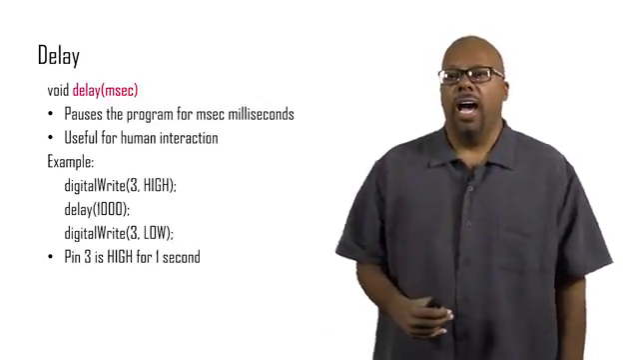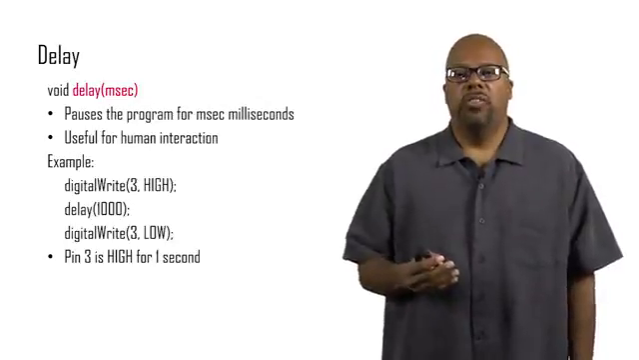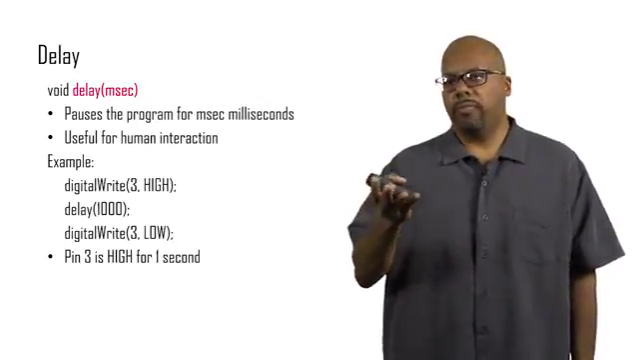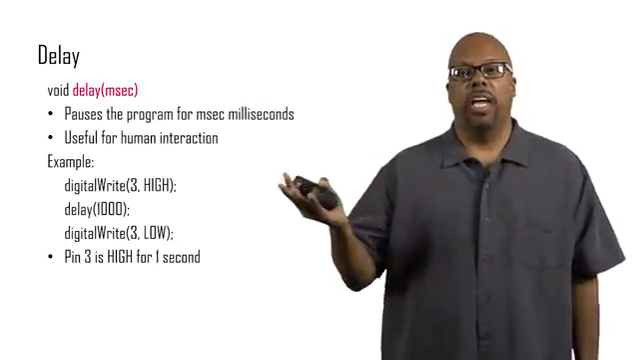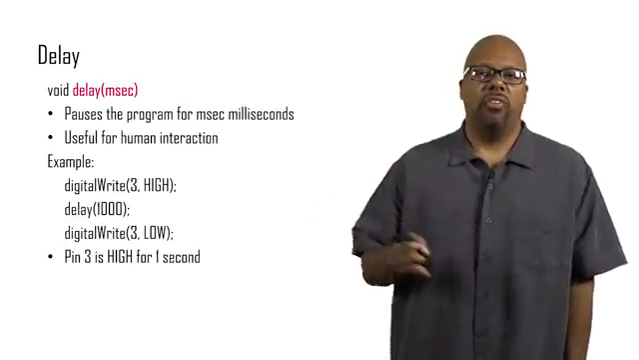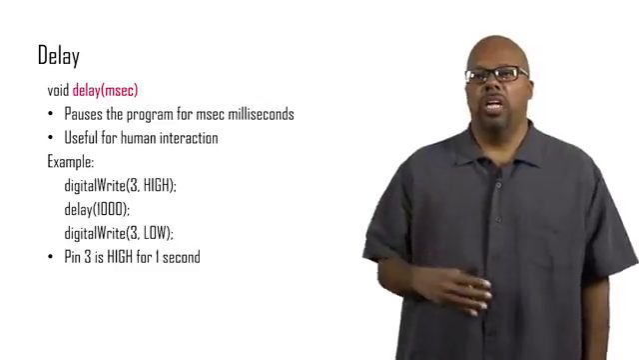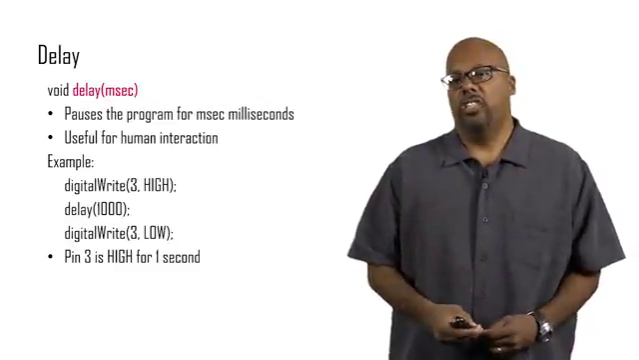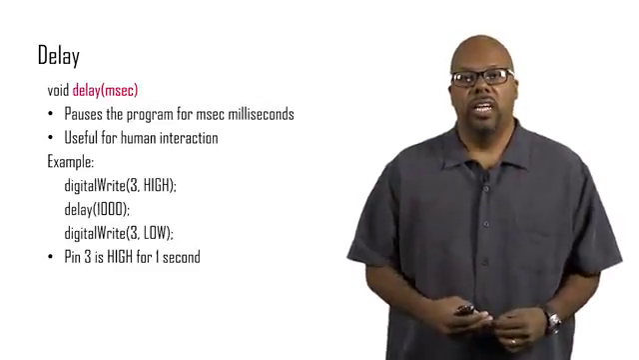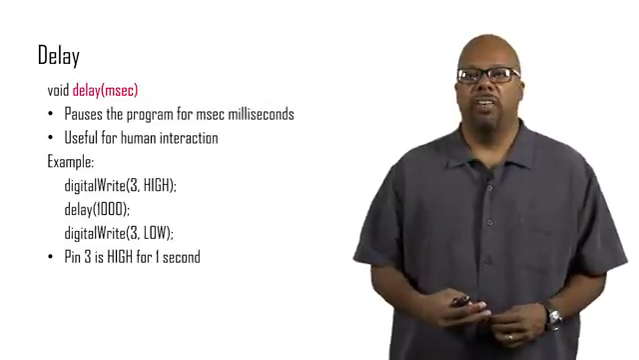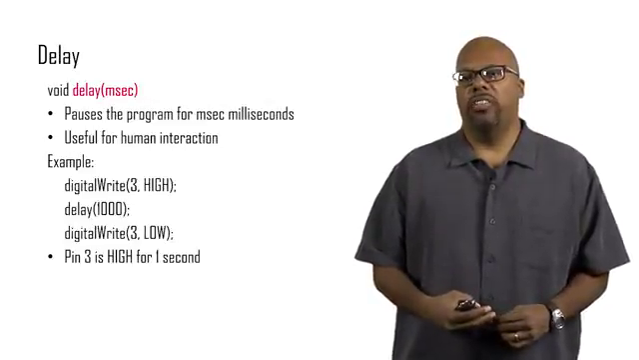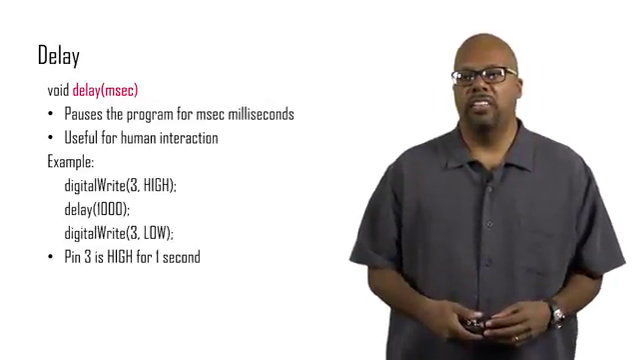So here's an example. We've got digitalWrite pin 3 HIGH. That sets pin 3 high. Then delay 1000, so that waits for 1 second. And then digitalWrite 3 LOW. What that does is it just sets the pin high for 1 second. So that's pretty simple, what delay does.